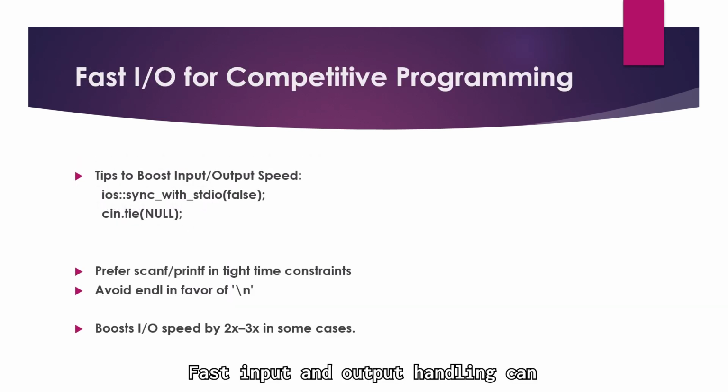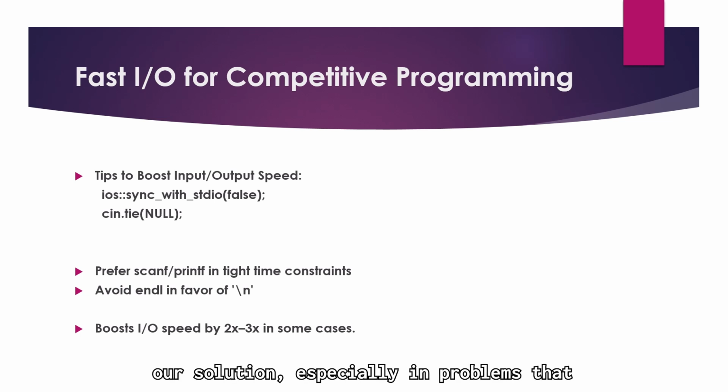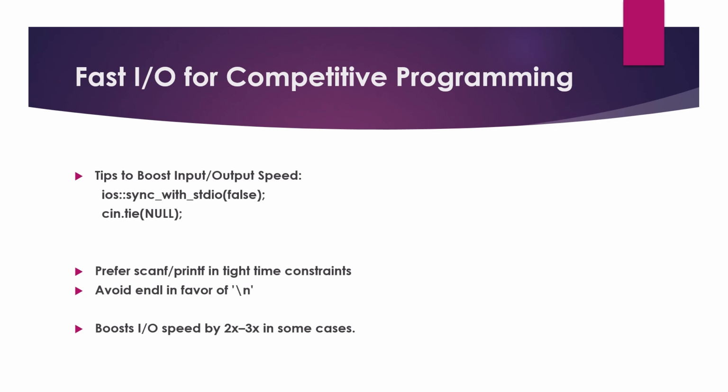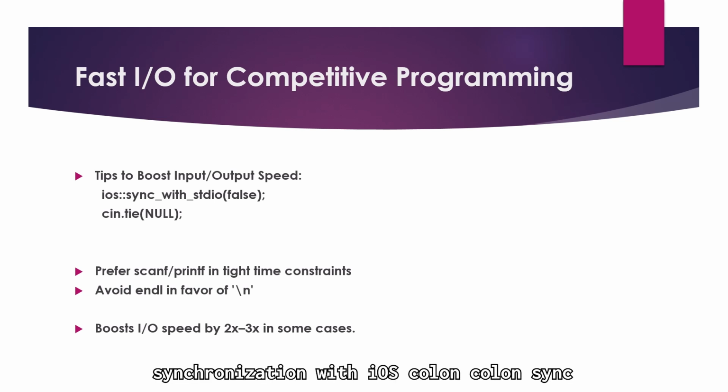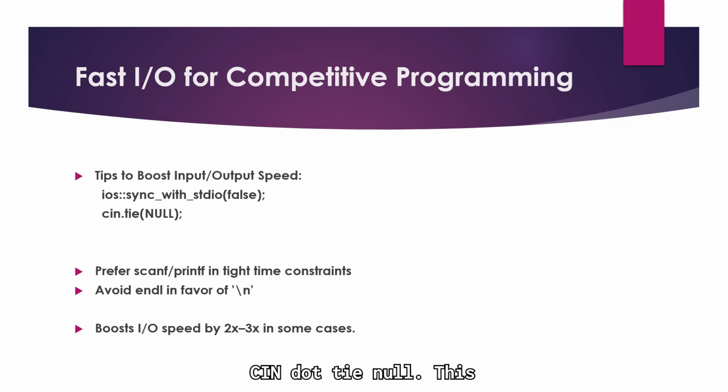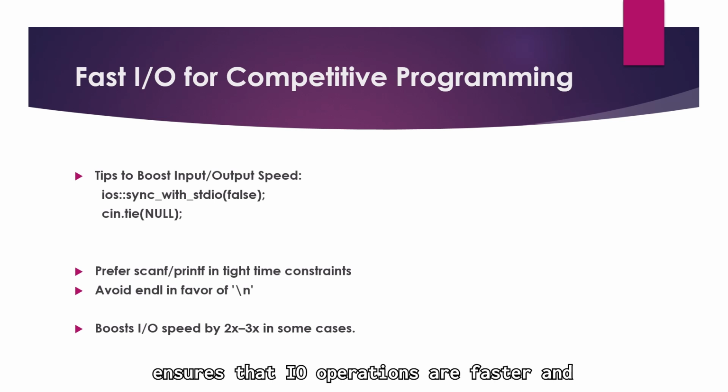Fast input and output handling can significantly impact the performance of our solution, especially in problems that involve large amounts of data. By default, C++ streams like cin and cout are synchronized with C's stdio, which can slow down input-output operations. To speed things up, we can disable synchronization with ios::sync_with_stdio(false), and untie cin from cout with cin.tie(nullptr). This ensures that I/O operations are faster and we can handle large datasets more effectively.